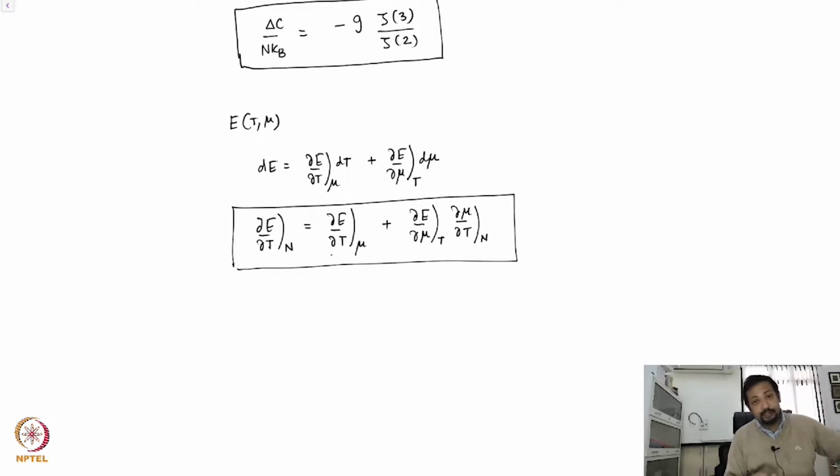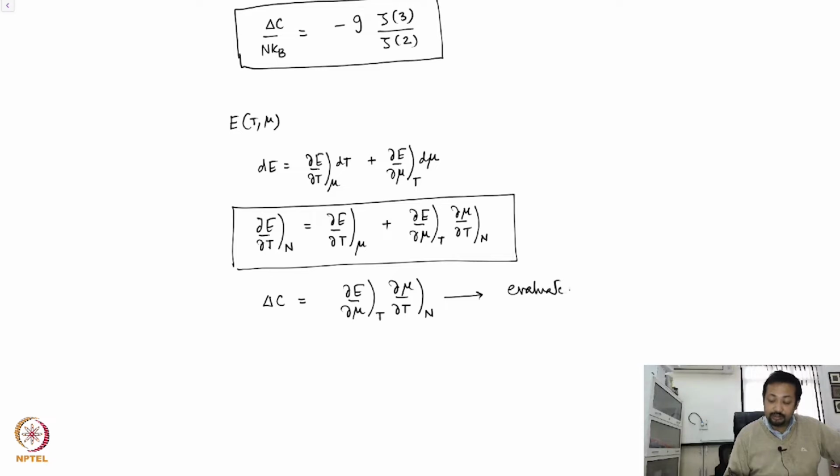Now the first term is going to be the same whether you're approaching from temperatures below Tc, or whether you're approaching from temperatures above Tc. Therefore, the difference in specific heat is going to be del E del mu, temperature held constant, times del mu del T, n held constant, and this quantity evaluated at T is equal to Tc. Our purpose is to figure out what these things are going to be.